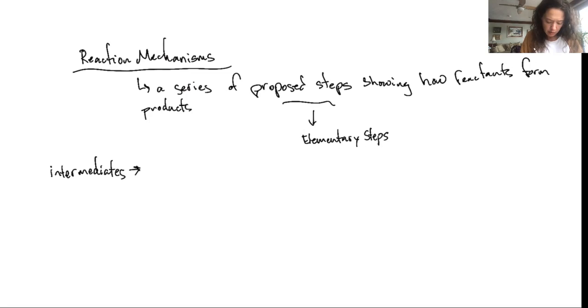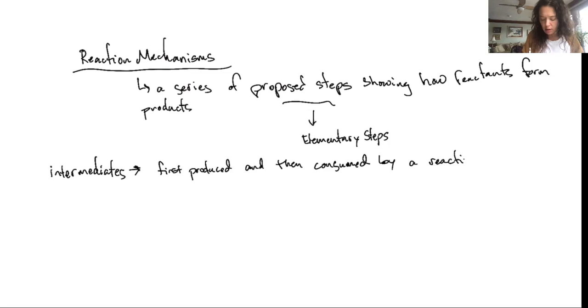What are they? Rather, an intermediate is first produced, so it is a product first, and then consumed, so it is a reactant second by a reaction. It will not be present in the reactants or the products of the overall reaction because it will be canceled out. It'll be a product first and a reactant second.